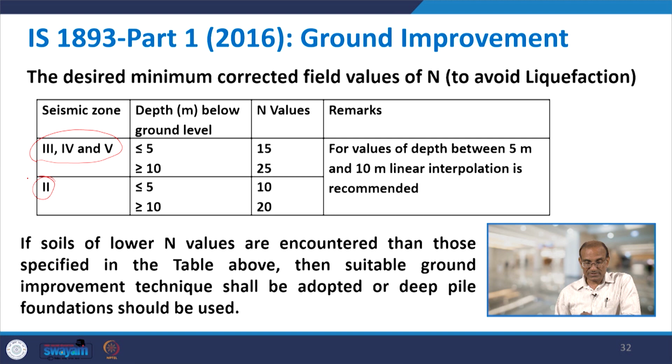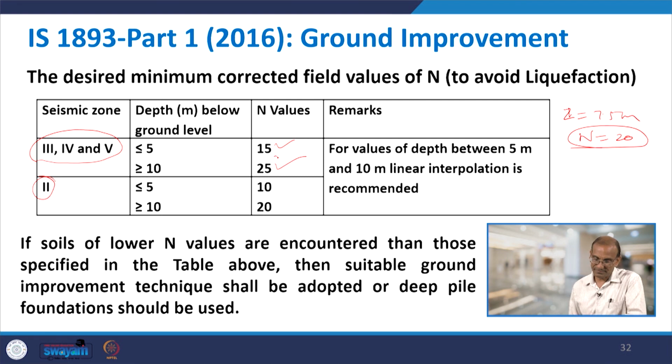For 3rd, 4th, 5th seismic zones, it says the minimum n value up to a depth of 5 meters should be 15. If your depth is more than 10 meter, then the minimum n value is 25. However, between 5 and 10 meter, the minimum n value required can be found out from interpolation. For example, for a depth z equal to 7.5 meter, the minimum n required will be 20. So, it will be between 15 and 20.